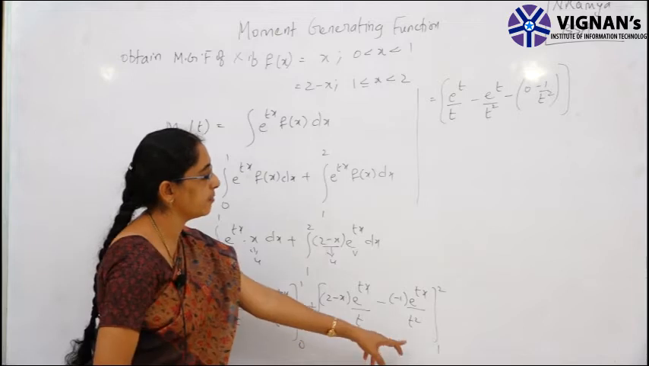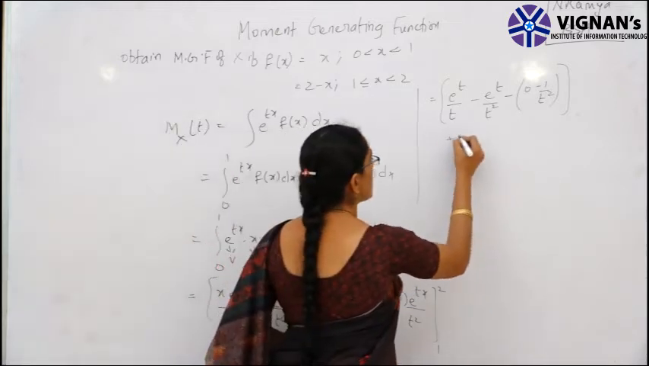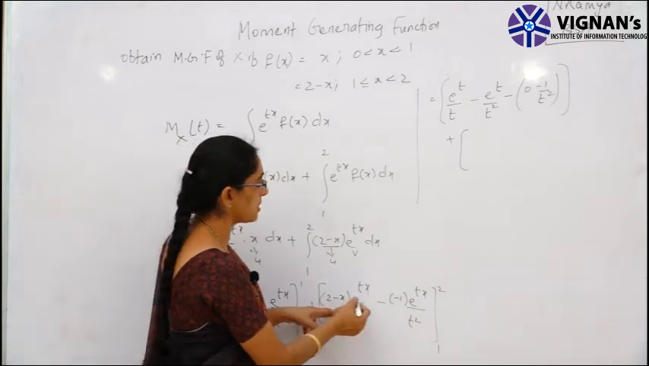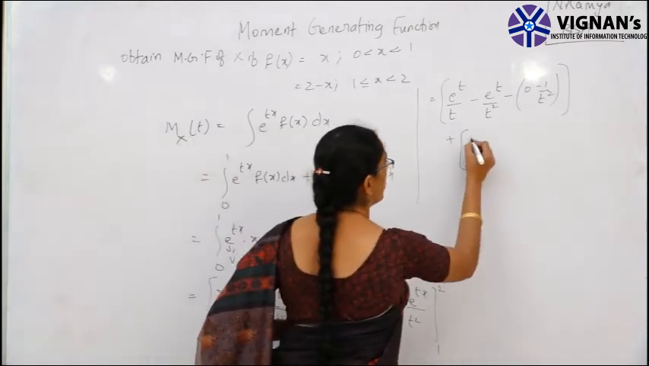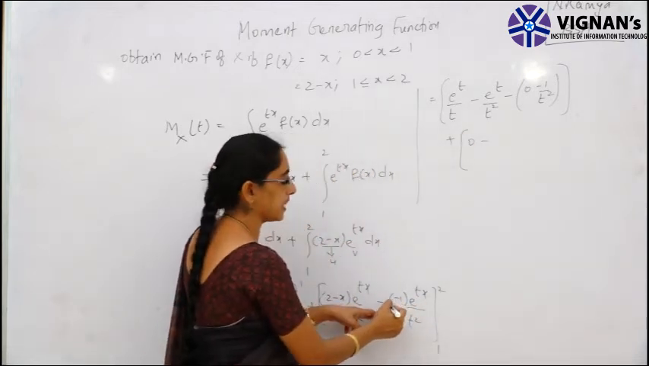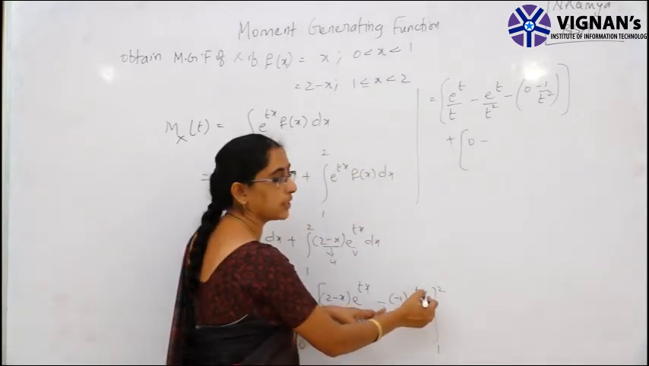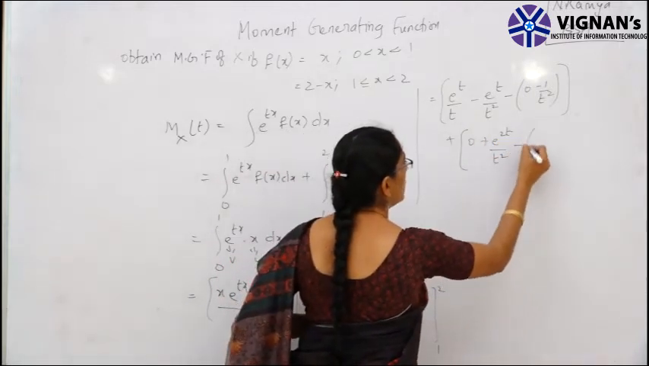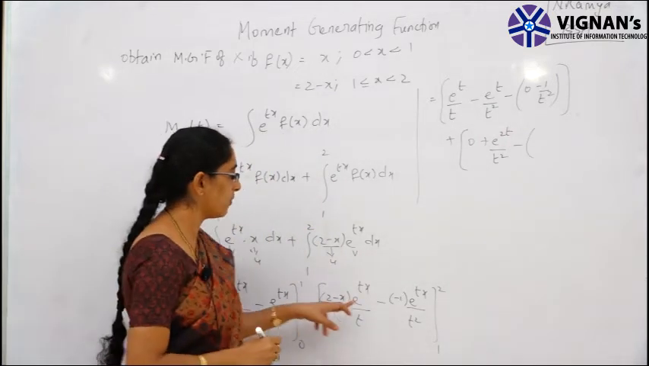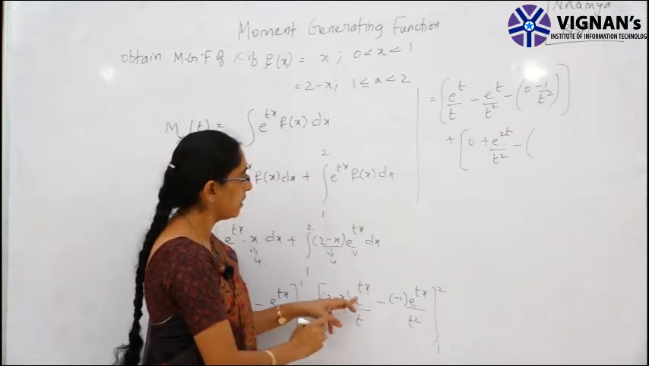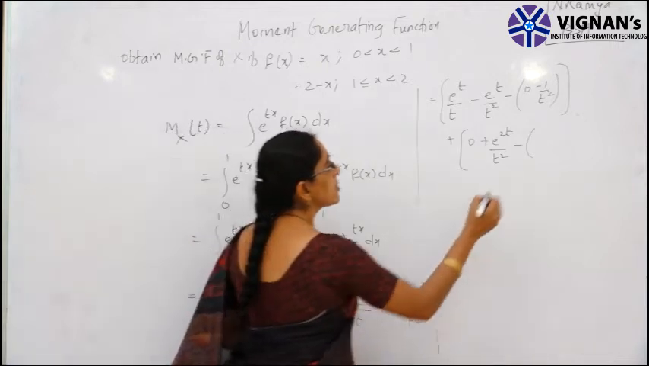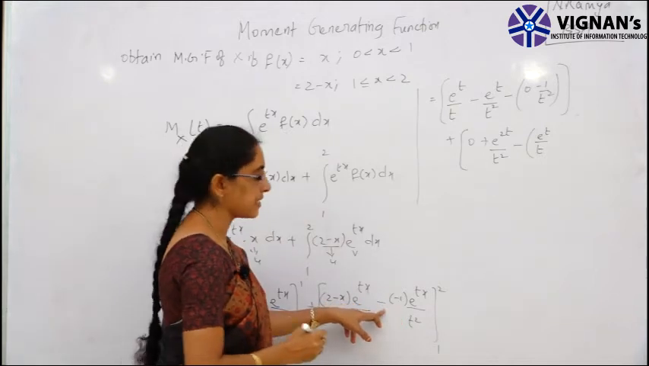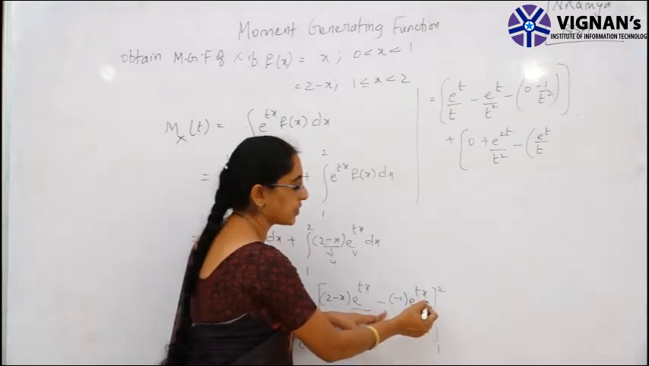Now, let us consider the limits 1 to 2. So, plus, if x equal to 2, 2 minus 2 is 0, 0 into anything is 0, minus, minus minus becomes plus, e power 2 into t, so e power 2t by t square, minus the lower limit. If x equal to 1, 2 minus 1 is 1, e power t into 1 is e power t, so e power t by t, minus, minus minus becomes plus, e power t into 1 is e power t by t square.